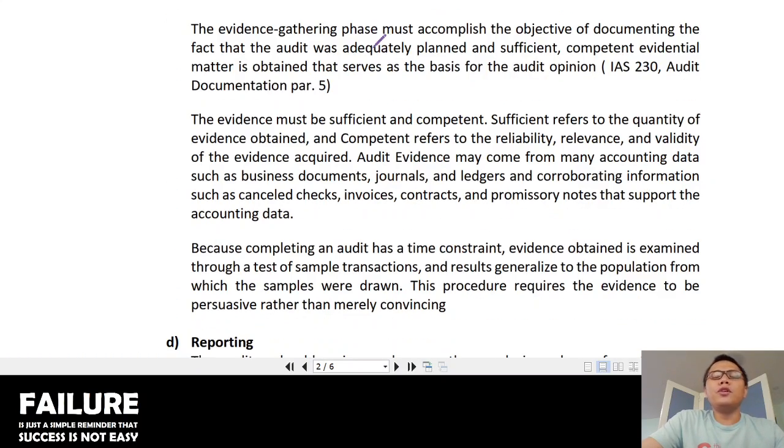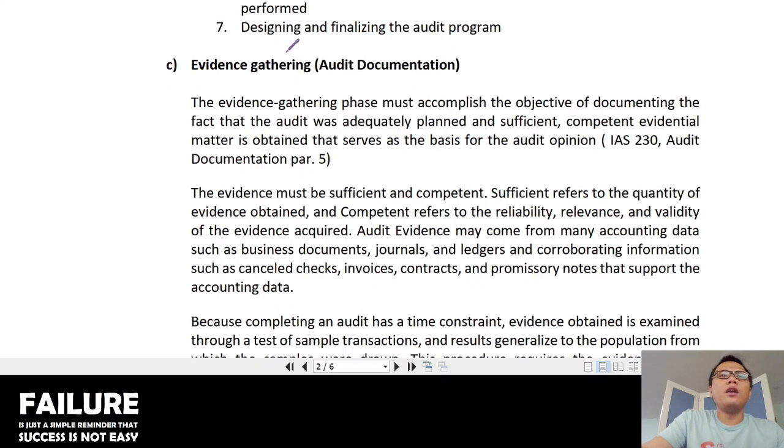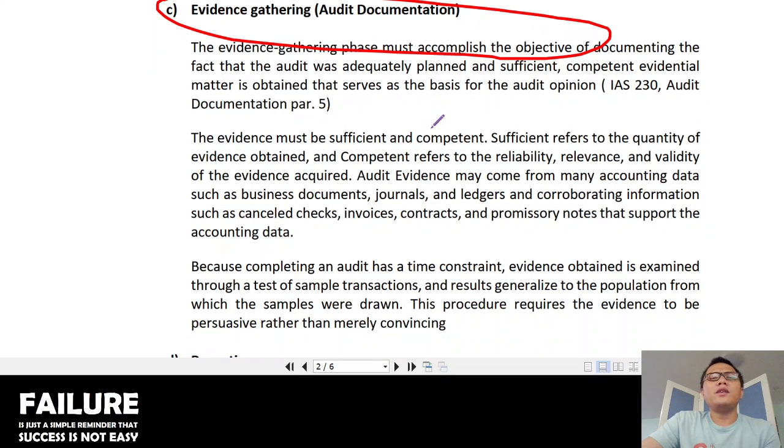So next is yung medyo mahaba talaga na process, yung evidence gathering phase na. Ito na yung actual audit na chine-check mo na yung mga financial transactions concerning the financial statements and so on. Testing the general ledgers, the trial balance, and so on. Dito talaga, ito yung medyo mahaba na part sa audit kasi ito yung evidence gathering, or the audit documentation. Okay?